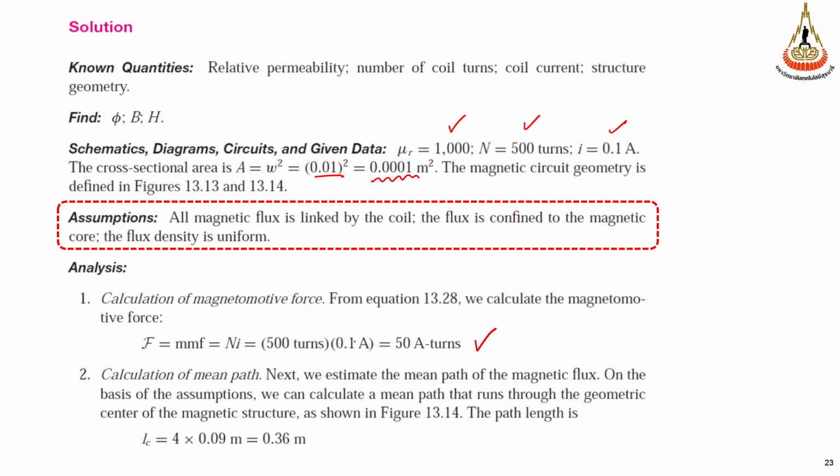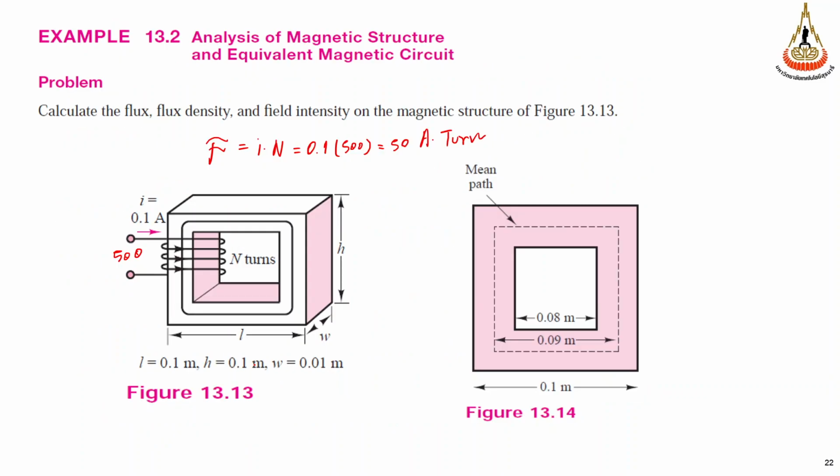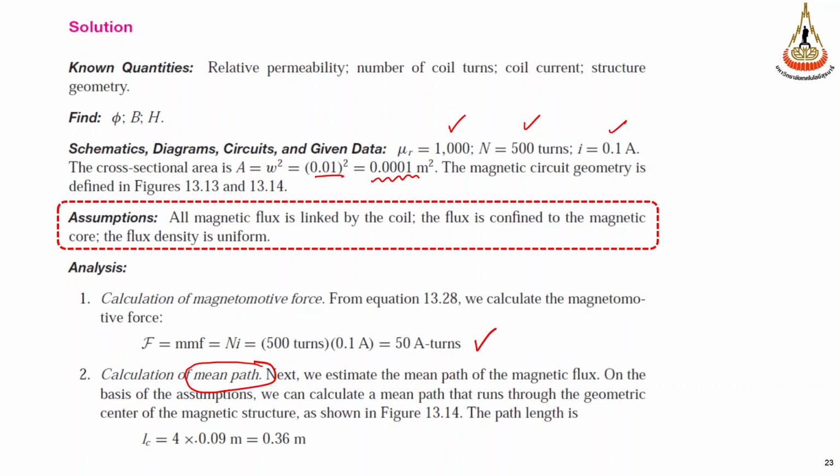Then we calculate the mean path, the average length of the magnetic path. We calculate the middle length, which in this case they call the mean path. So this is 0.09 meter, and then 0.09 meter each. So the mean path is 0.09 multiplied by 4, which is 0.36 meter. This is L.